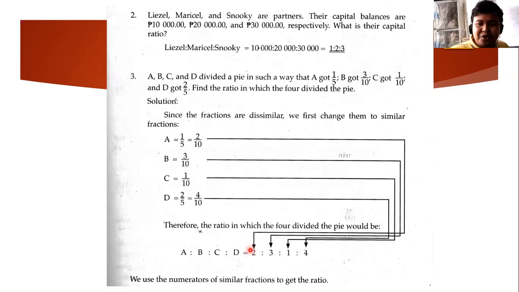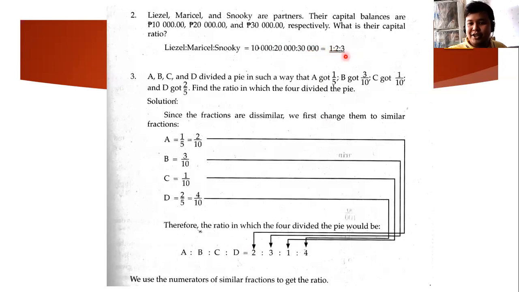So Lizelle, Maricel, and Snooki are partners. Their capital balances are 10,000, 20,000, and 30,000. What is their capital ratio? 10,000, 20,000, 30,000. You can also change this to 10, 20, and 30, or in single terms, 1, 2, and 3. So that is the ratio.